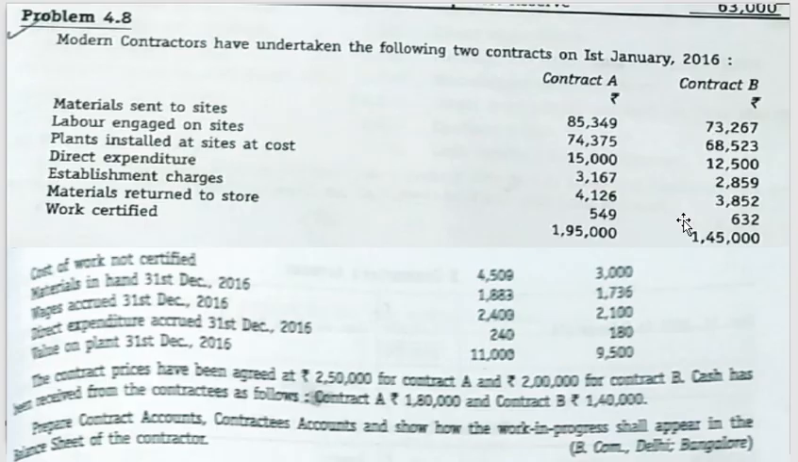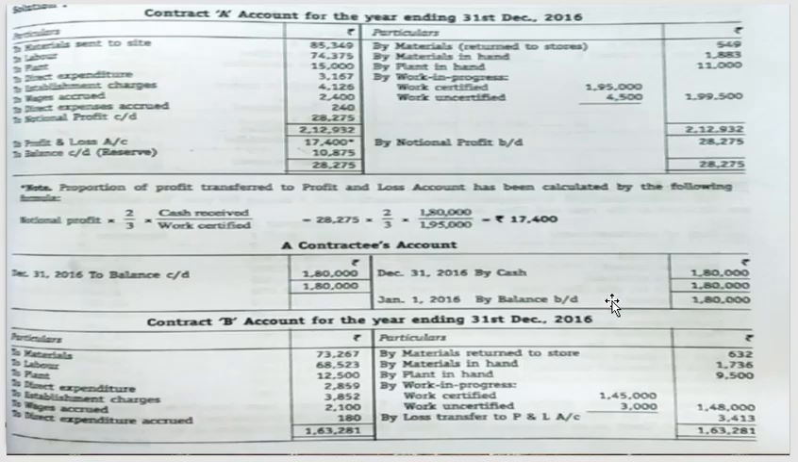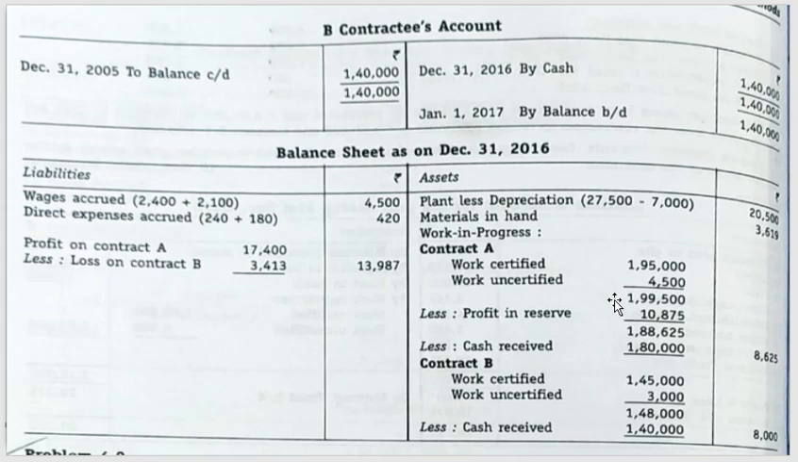Then the closing value of materials has been taken. So materials in hand on 31st December 2016 is 1,883 plus 1,735, which will give you 3,619. So next we will show work in progress items. Under work in progress we have two contracts, contract A and contract B. So first we will take contract A. Under contract A we will have work certified and uncertified. So work certified for contract A is 1,95,000 and work uncertified is 4,500.